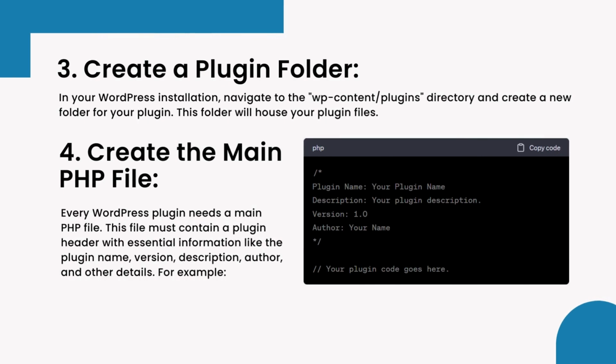3. Create a plugin folder. In your WordPress installation, navigate to the wp-content/plugins directory and create a new folder for your plugin. This folder will house your plugin files.